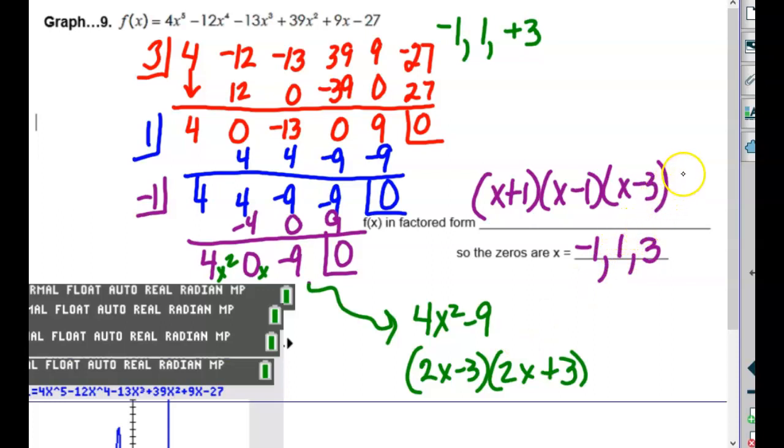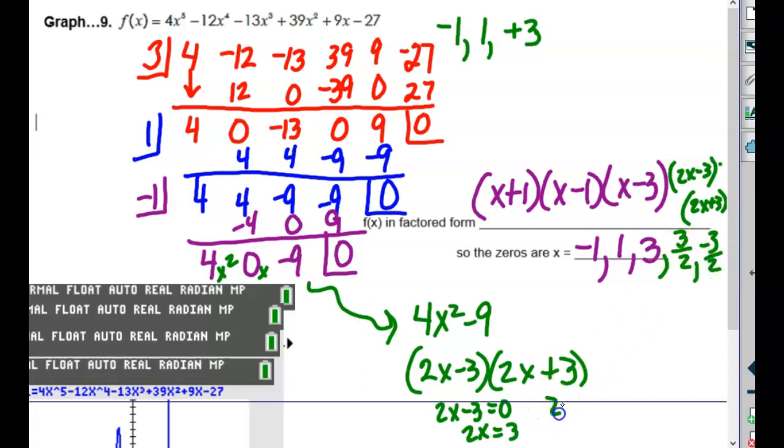All right, I don't have room. I got to squeeze in there 2x minus 3 times a 2x plus 3. Okay, that should all be in one big long row. And where are the zeros for those? 2x equals 3 would be 3 halves. And -3 halves, does that seem right? 2x equals -3, x equals -3 divided by 2. You don't need to show all that work if you don't need to, but is everybody good how we found all 5 of the zeros?